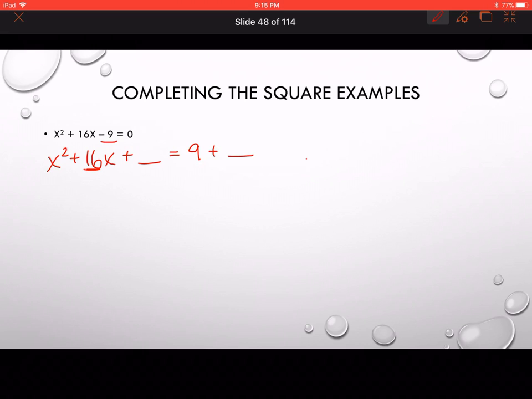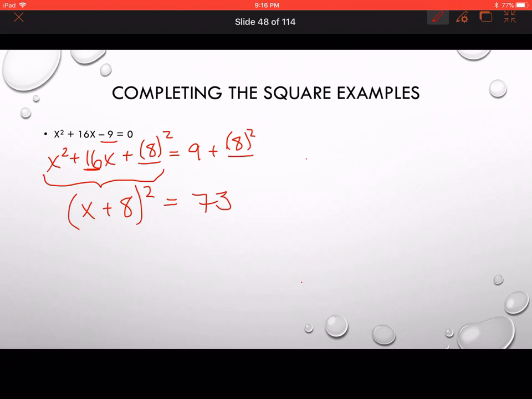So I'm going to take 1/2 of my b term, which is, in this case, 16. 16 divided by 2 is going to give us 8, and I'm going to square it. And I'm going to add that to both sides of my equation. So on the left, what I've done now is I've just created a perfect square trinomial. I have x plus 8 all squared. If I FOIL that out, I'm actually going to get x squared plus 16x and, well, plus 64, which is 8 squared. On the right, we're going to have 9 plus 64, which is going to give us 73.